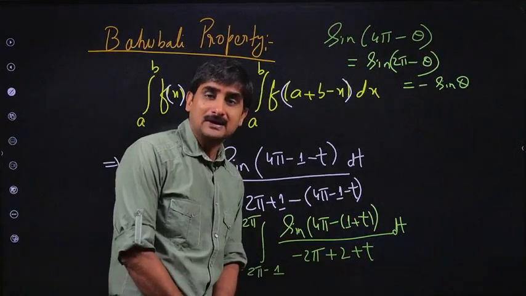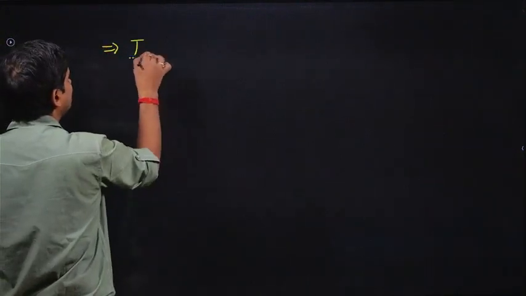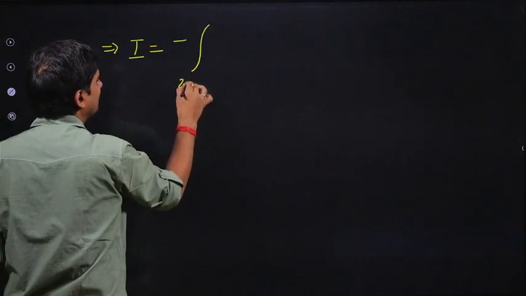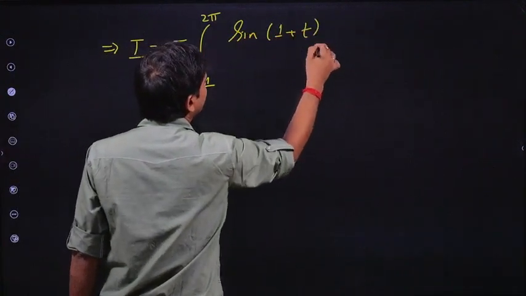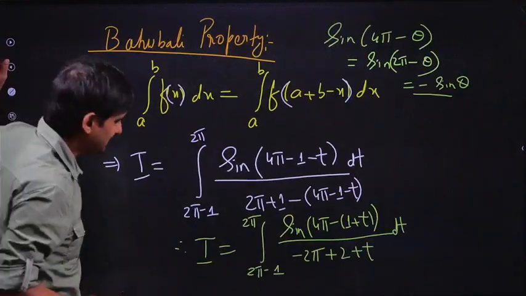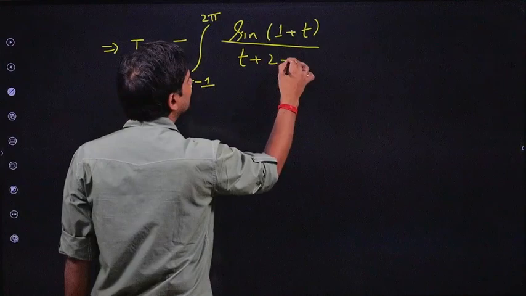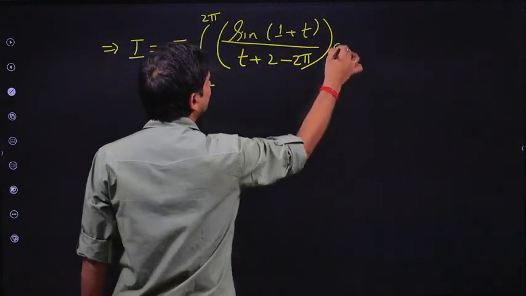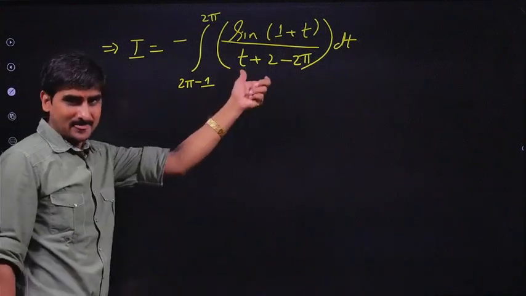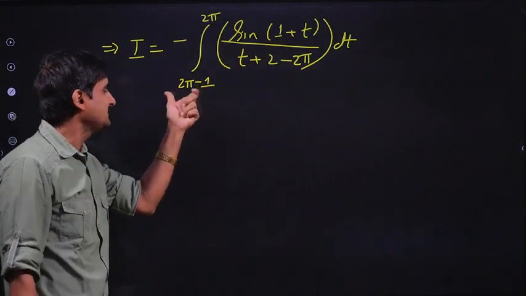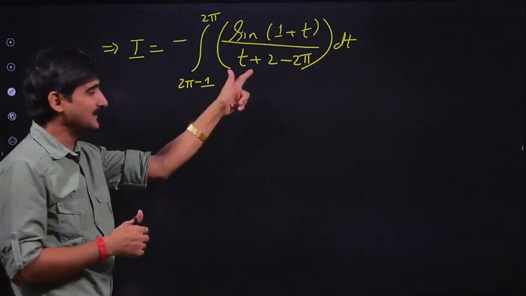Now, sine 4 pi minus theta, as I said, is minus sine theta. So I'll be writing this integral in numerator as, I is minus, minus is out of it, 2 pi minus 1 to 2 pi sine of 1 plus t upon, that's what we get, isn't that? And in denominator, it's minus 2 pi plus t plus 2, and that's our dt, right? Now see, again, if I replace t by 2 pi minus 1, we get 1 here.